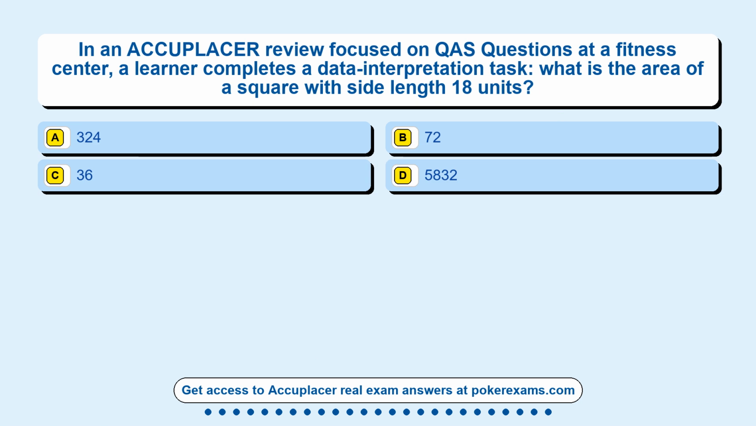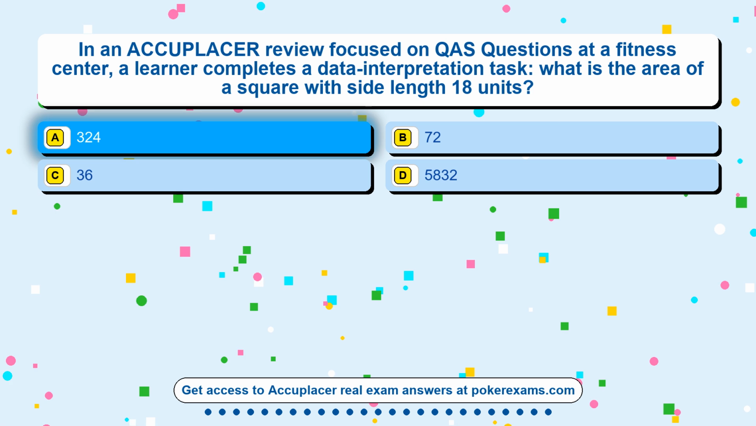Question 16. In an ACCUPLACER review focused on QAS questions at a fitness center, a learner completes a data-interpretation task. What is the area of a square with side length 18 units? Option A, 324. Option B, 72. Option C, 36. Option D, 5832. The correct answer is option A, 324.